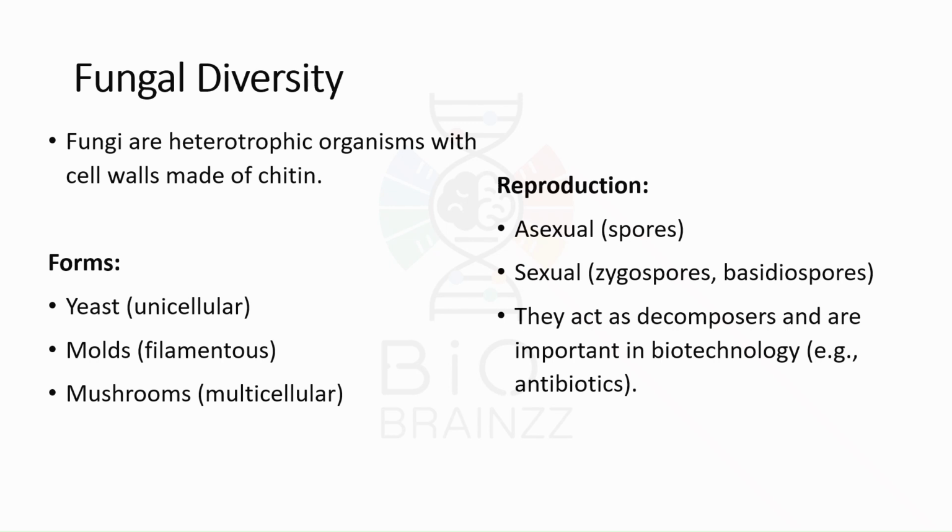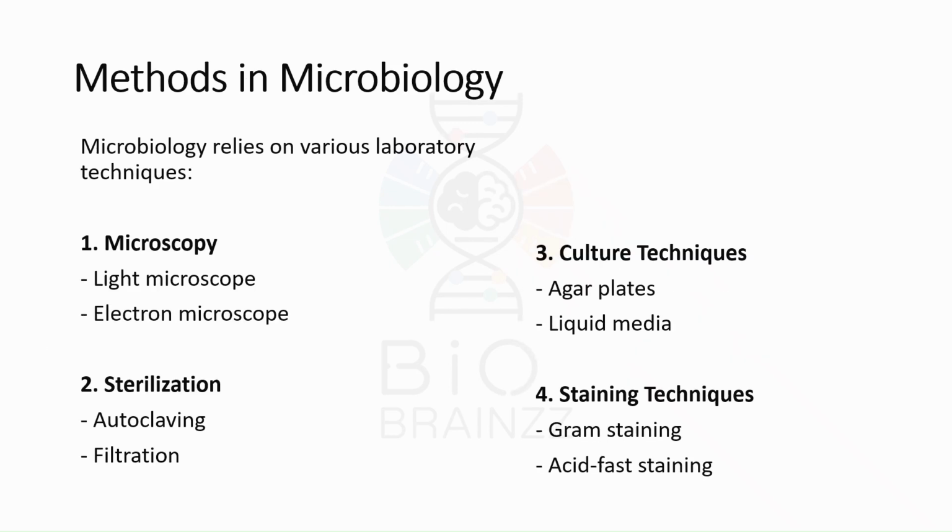Fungi exist in different forms such as yeast, unicellular; molds, filamentous; and mushrooms, multicellular. They reproduce through both asexual and sexual methods, producing various types of spores. Fungi play a crucial ecological role as decomposers, breaking down dead organic matter and recycling nutrients. Additionally, they are widely used in biotechnology, particularly in the production of antibiotics like penicillin.